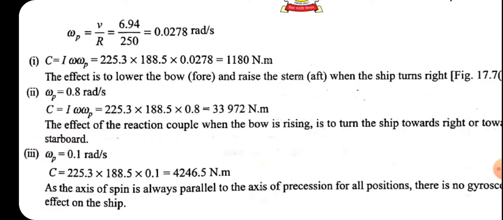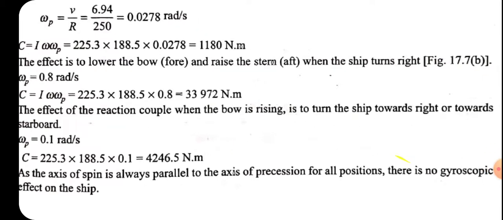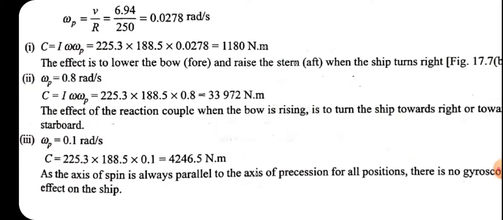Second one is the ship pitches with the bow rising at an angular velocity of 0.8 radian per second. So for this, again we have calculated omega p. Then what is the effect? The bow is rising and the ship turns towards right. Okay, and third one is ship rolls. So an angular velocity, so this is your omega p. Now we know that there is no gyroscopic effect in this case of rolling.